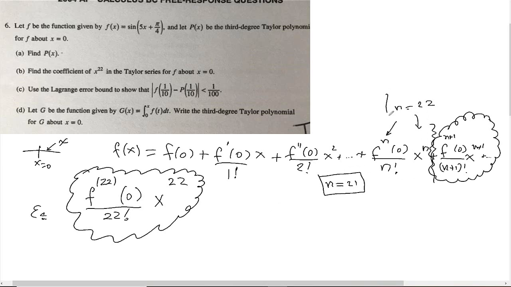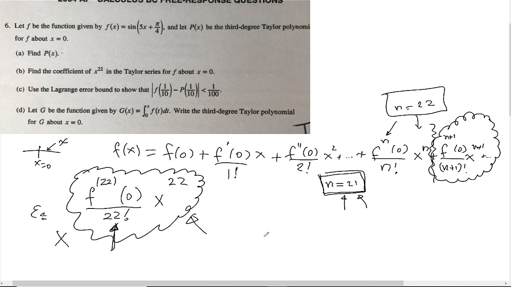n equal 22. But since they are asking you to find this coefficient, I'm going to assume that they are using the Maclaurin series up to n equal 21, and they are worrying about this error using this formula. This is an assumption. It is not clear over there, but it's not going to change the nature of the problem or of the solution.